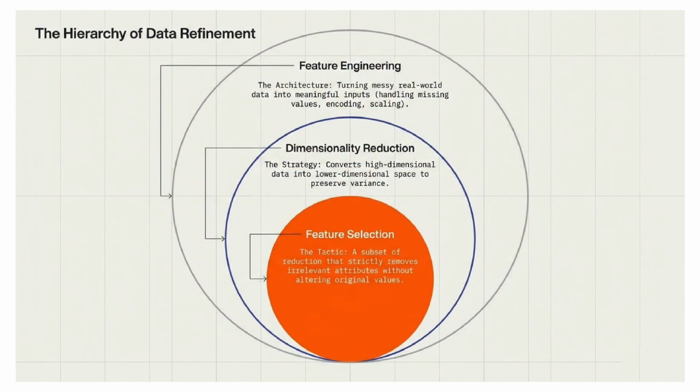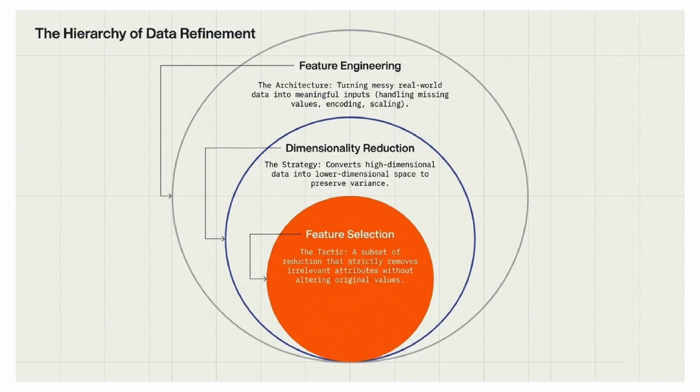At the outermost level, we have feature engineering. This is the overall architecture of data preparation. Here, messy, real-world data is transformed into meaningful inputs by handling missing values, encoding categorical variables, scaling numerical features, and creating new variables. Moving inward, we reach dimensionality reduction.